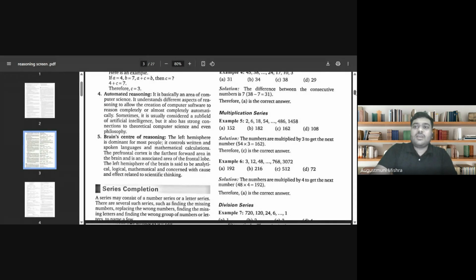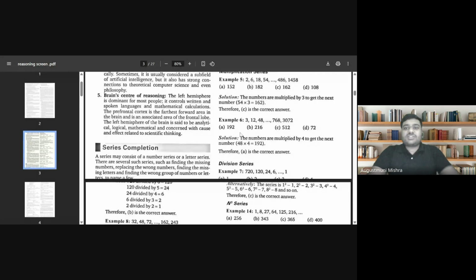Now there is another question, question number 6: 3, 12, 48. Here you can understand that 3 4s are 12, 12 4s are 48. For that you have to remember the tables. Tables are very important. Before going to the exam, you have to keep tables till 20 in your mind, at least 20, because it is very important. So 3 4s are 12, 12 4s are 48, then 48 4s, you just multiply, and the answer will be 192.